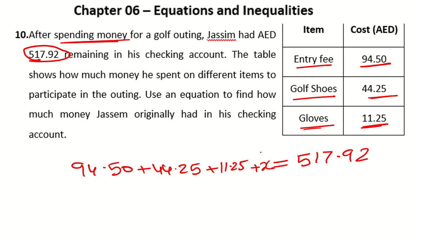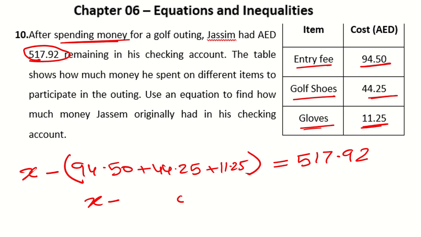Sorry, maybe he has some more money, like after spending this money, he is left with some. Okay, so how much total money he has? So all these amounts will be subtracted from X. Okay, so this is X minus, make these all numbers plus.